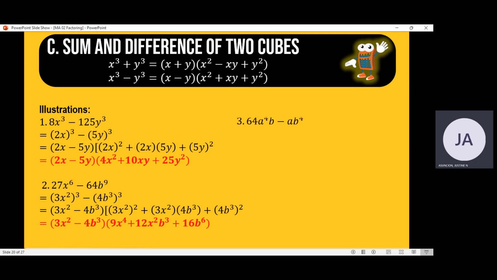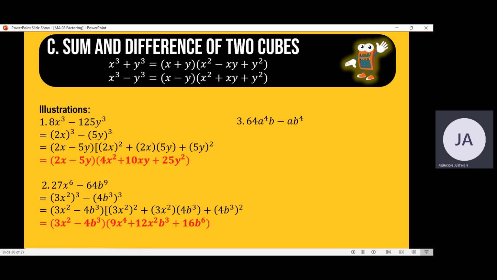Okay, let's have another example: 64a^4b minus ab^4. Try to look at this example. At first, we cannot use the sum and difference of two cubes, right? So if that's the case, let's use other forms that might help us to simplify this and identify the factors.